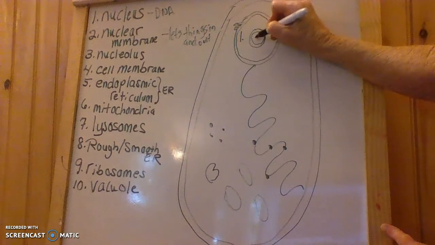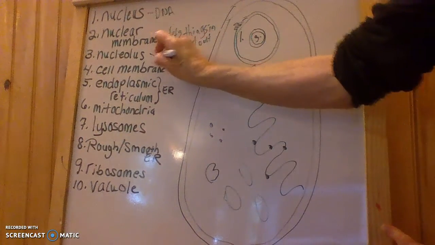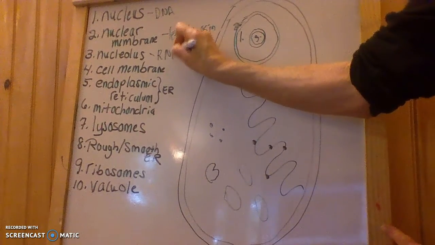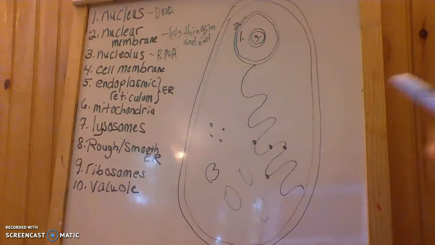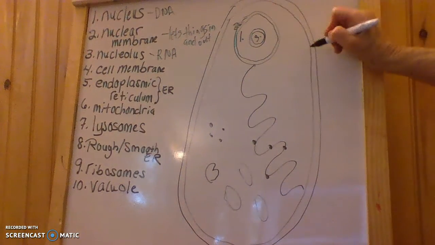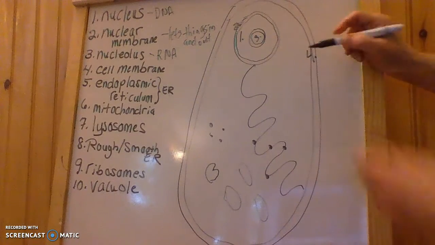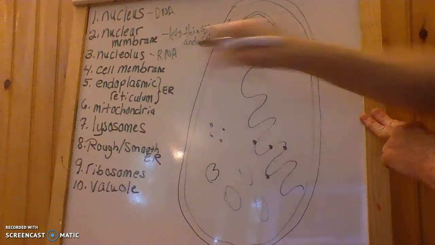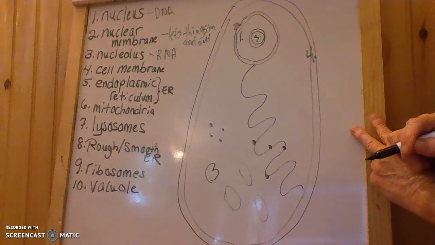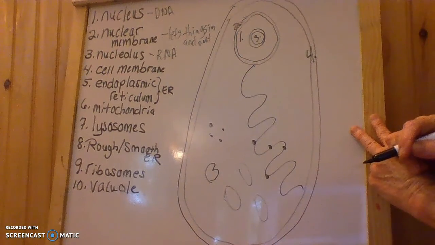The nucleolus, number 3, is most famous because that is where our RNA is. And again now, number 4, I'll put the number 4 over here, our cell membrane, again does the exact same thing as number 2, allows things in and out.